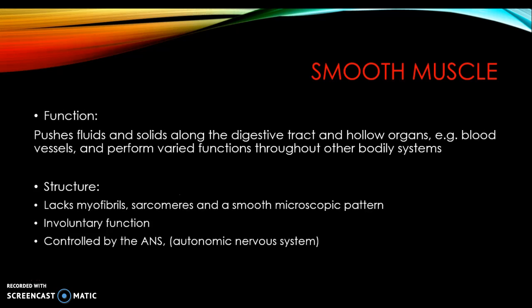So, what's the function of smooth muscle? Well, as stated in the previous slide, smooth muscle pushes fluids and solids along the digestive tract and hollow organs and can perform varied functions throughout the other bodily systems. The structure of smooth muscle is that it lacks myofibrils, sarcomeres, and has a smooth microscopic pattern. Also, it's involuntary and it's controlled by the ANS or autonomic nervous system.